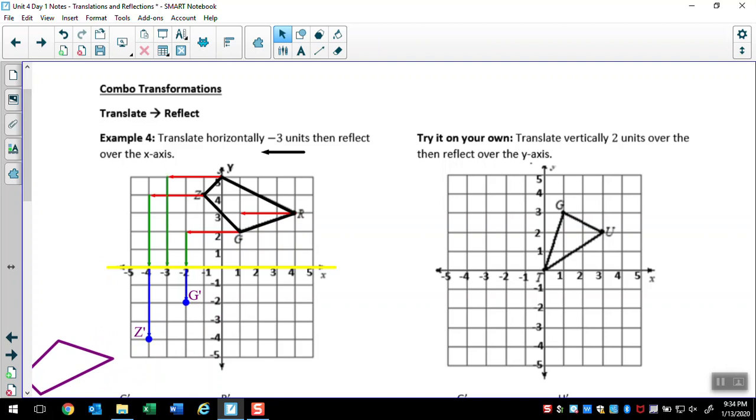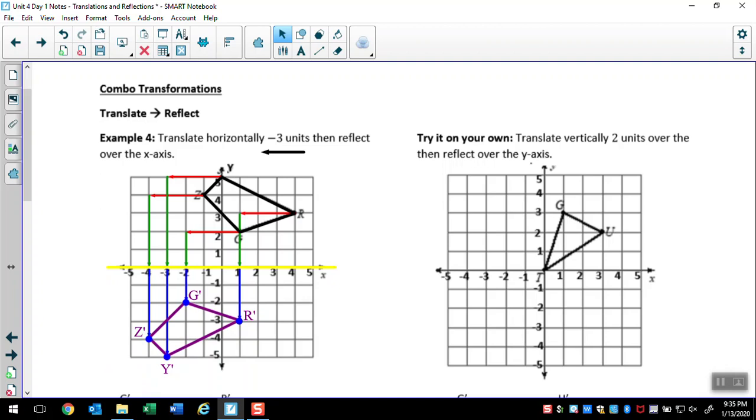Y was 5 units away. So Y prime will also be 5 units away. And then R, there it is, was 3 units away. So its reflection will also be 3 units away. And I'll label that one as R prime. So now that I've got all my letters where I need them to be, now I can put in my shape. So I translated it left, and then I reflected it over the x-axis.